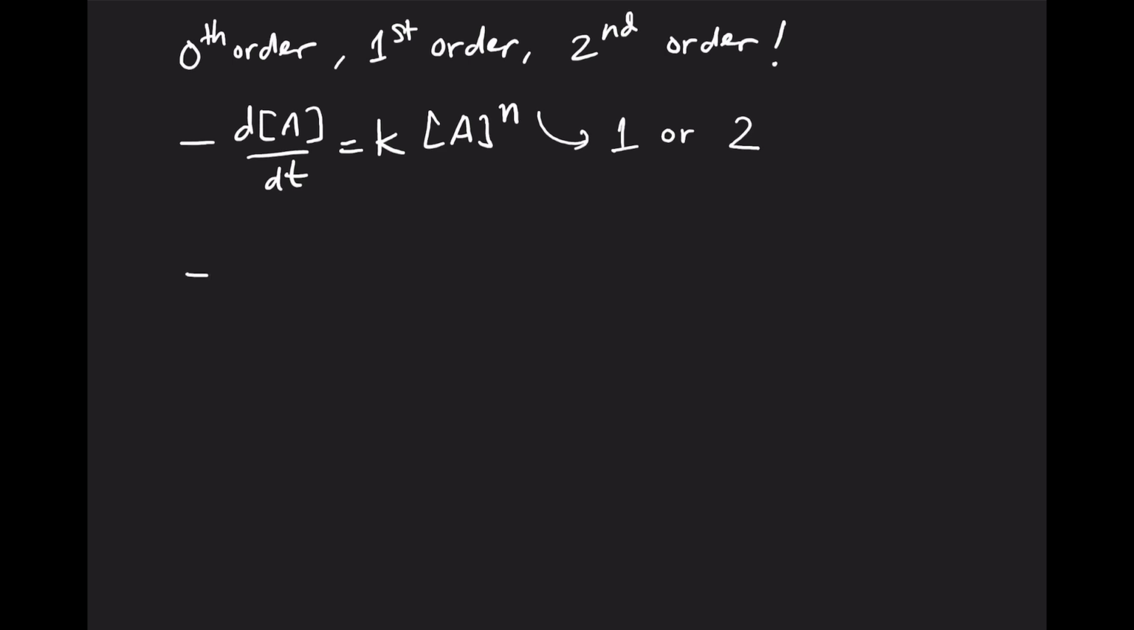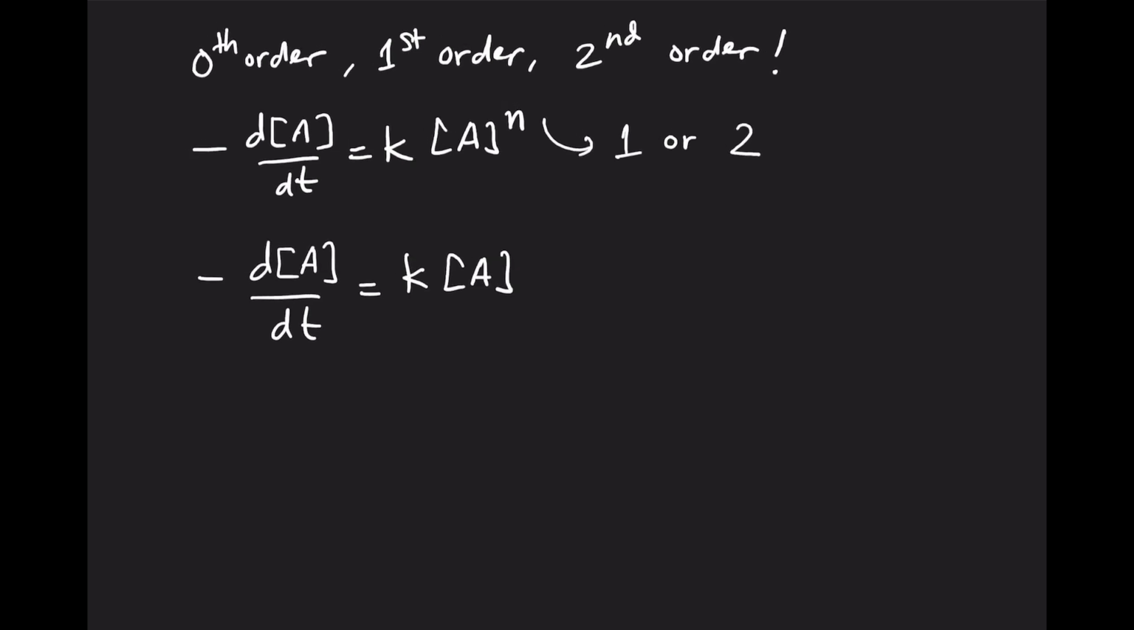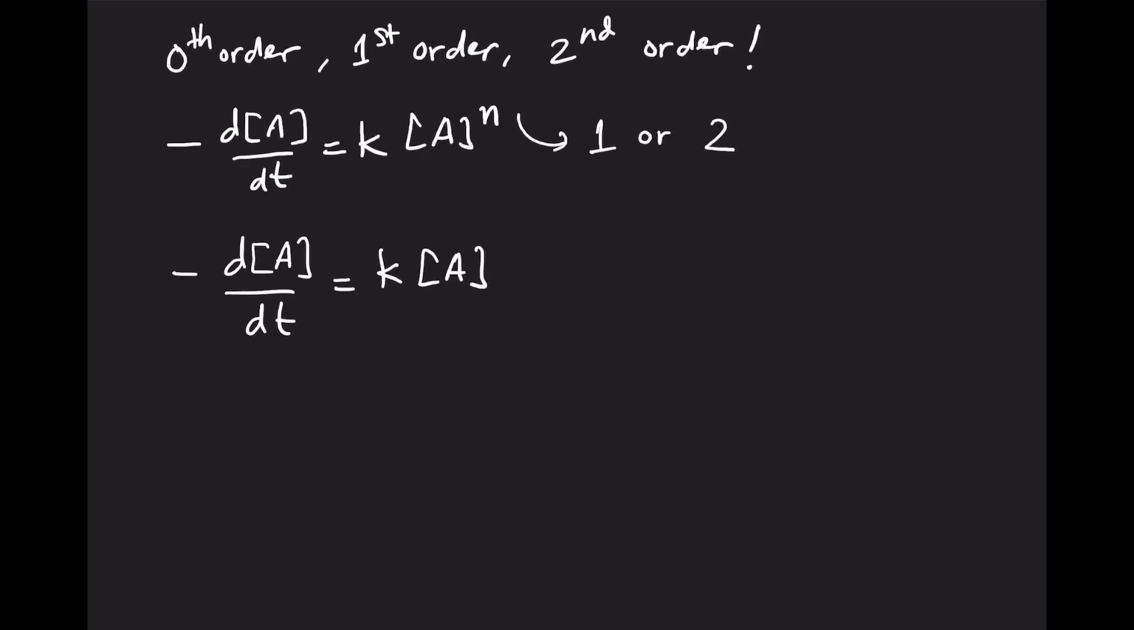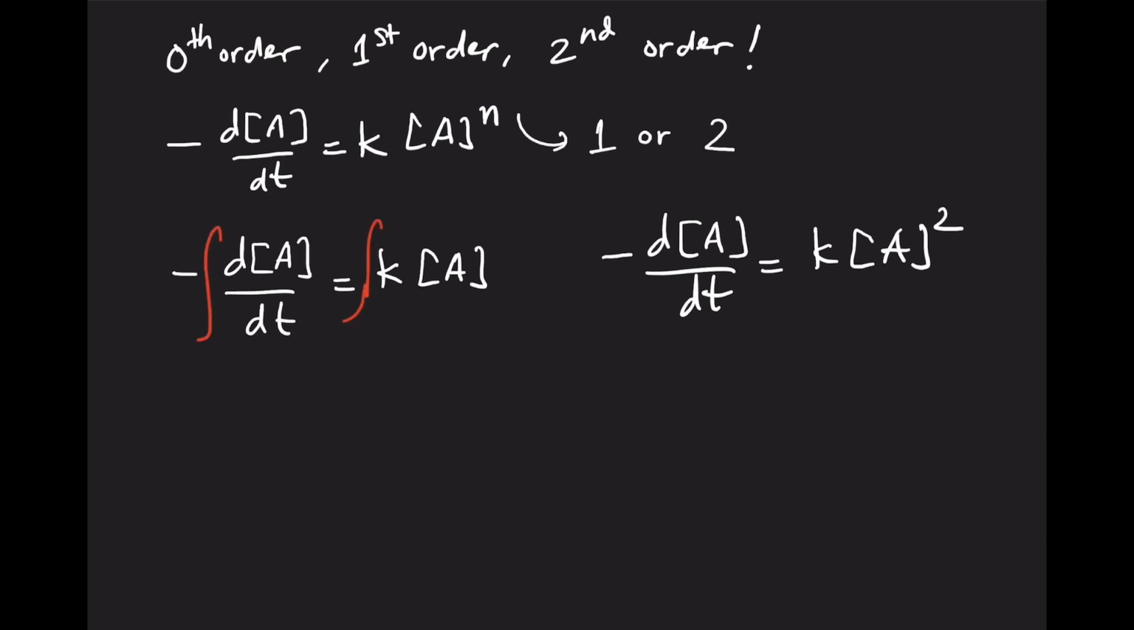So you have minus dA over dt is equal to kA for the first order, and minus dA over dt equal to kA to the power of 2 for the second order. Again, you have to integrate this. You have to move the dt first.